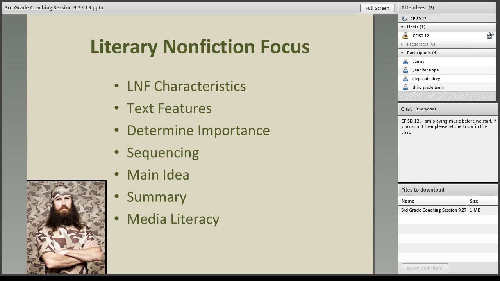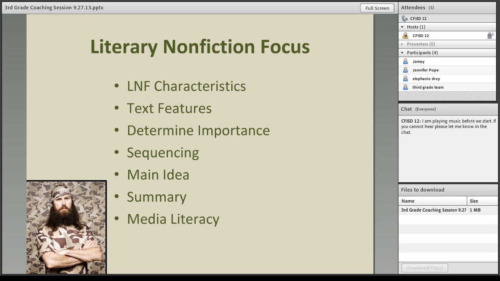As you plan for this unit and start teaching, please make sure that you're focusing on these skills and features, text features, the characteristics of literary nonfiction. Make sure you're determining the importance of events. Sometimes when you're reading literary nonfiction, something will happen in someone's life that's maybe not very significant. Maybe there are other things that are very significant and kind of change the path of their life. Please help students to recognize those moments. Also, sequencing is very important because usually literary nonfiction is written in time sequence, so get them to notice that.